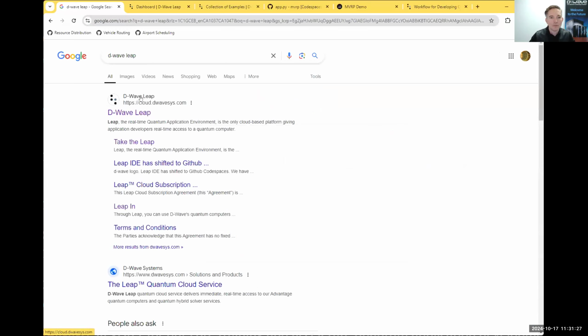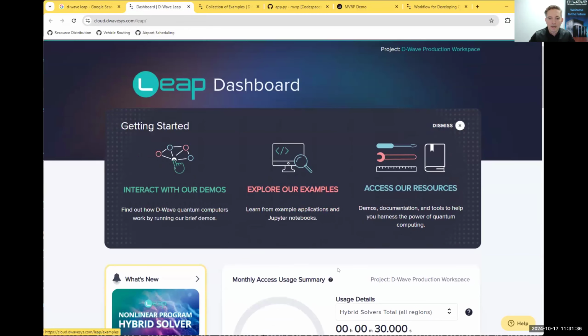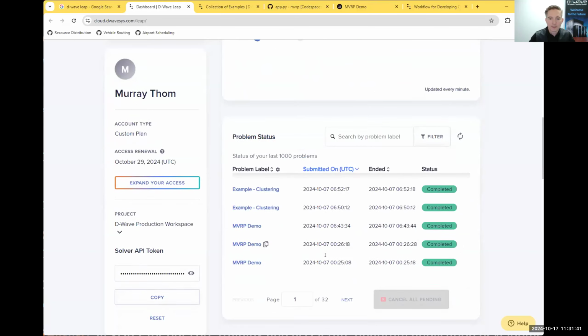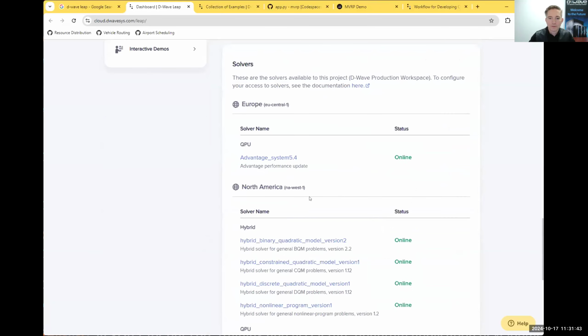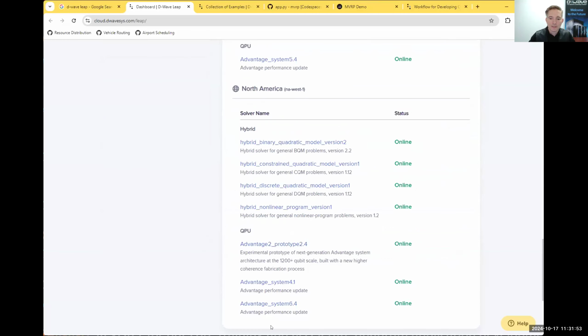In this case, it's cloud.dwavesys.com. I've already clicked on those links and I've signed into our system. And so this is the Leap dashboard that shows up as you're using the system, showing your usage and the problems that you've been submitting, as well as the solvers that are available to you. So our commercial scale advantage system, which is in Jülich, Germany, is available on EU Central 1. And then in North America, the systems that are in Los Angeles and then also in Vancouver, as well as the suite of hybrid solvers that are available to you.